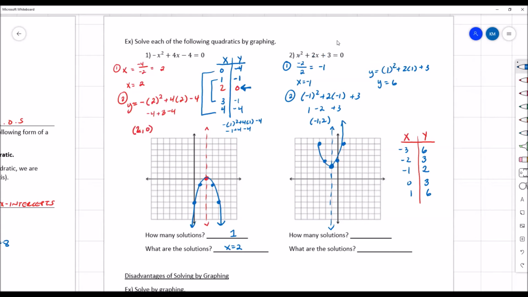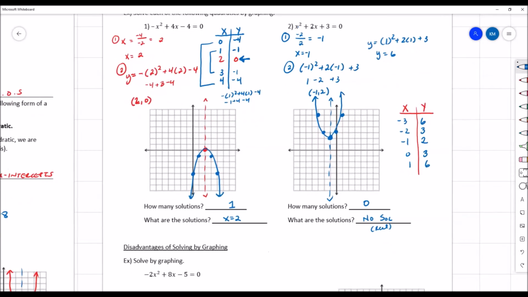How many times does this cross the x-axis? None. So how many solutions are there? 0. No solutions. Okay, and no real solutions. We'll talk about that in a little bit.